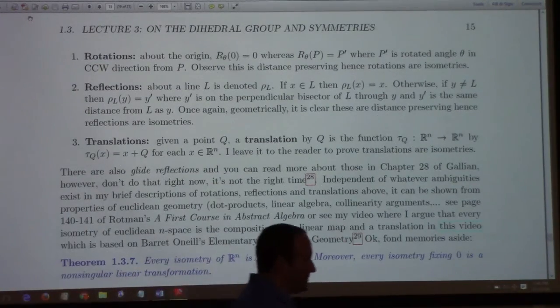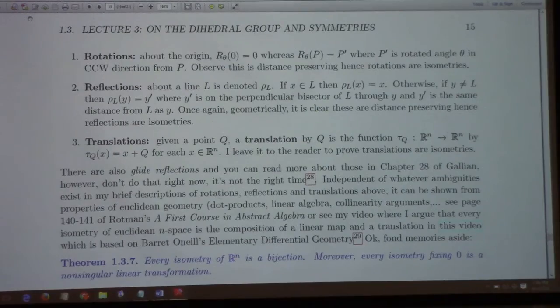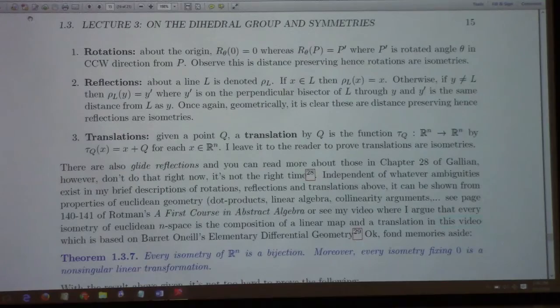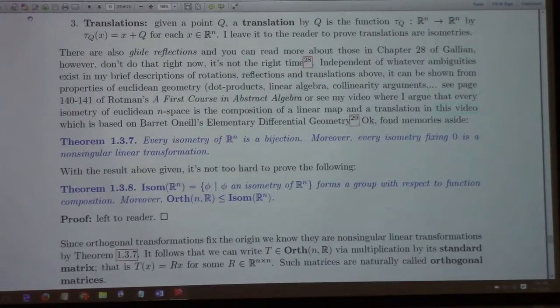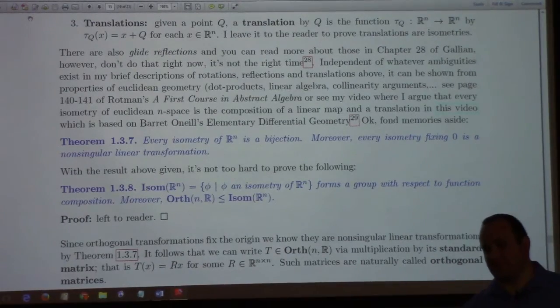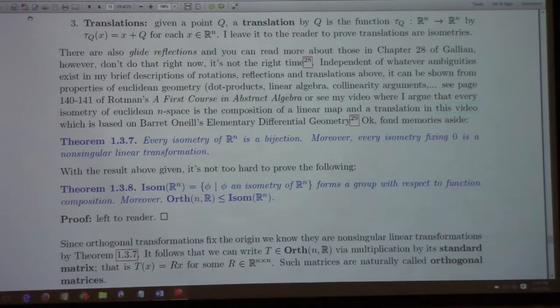Anyway, after about a page or two of pretty subtle and beautiful arguments, you can prove the following theorem. Every isometry of Rn is a bijection. More than that, every isometry which fixes 0 is a non-singular linear transformation. I said nothing about linear transformations in the definition of isometry. This comes from much effort, which we will not make, relax. I thought about putting that in this course, but I wanted to make this course friendly, so I removed it. But I want to tell you about it because it's important to know about.